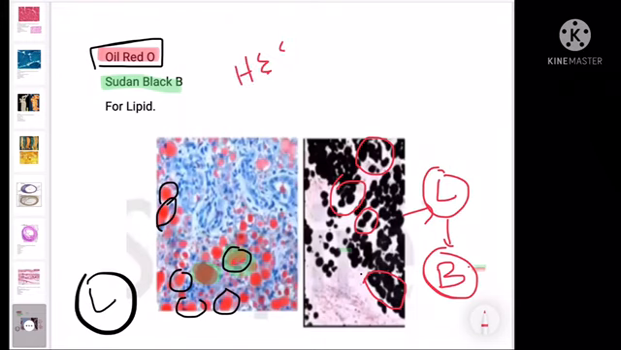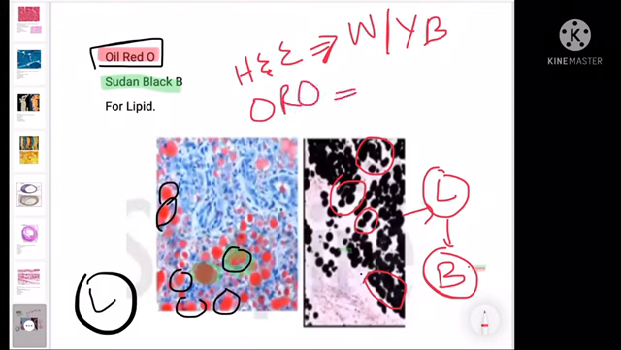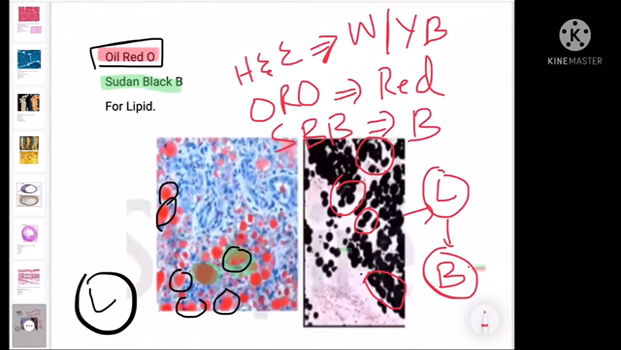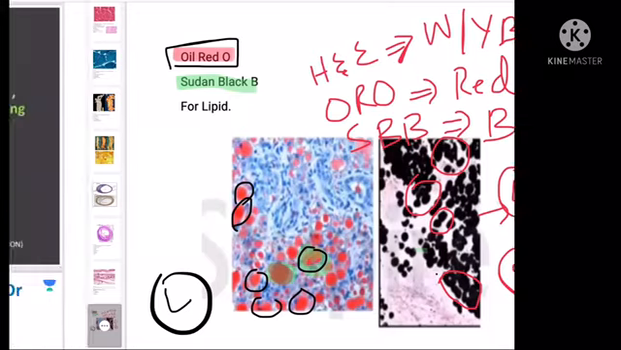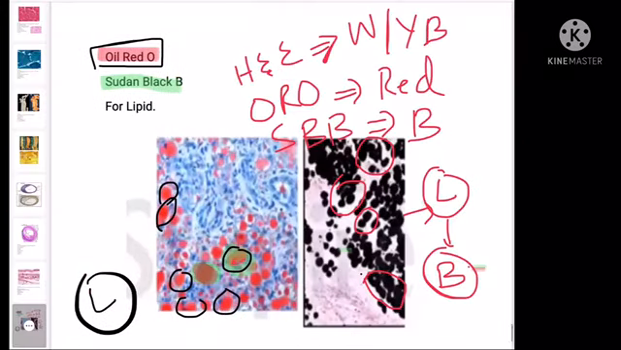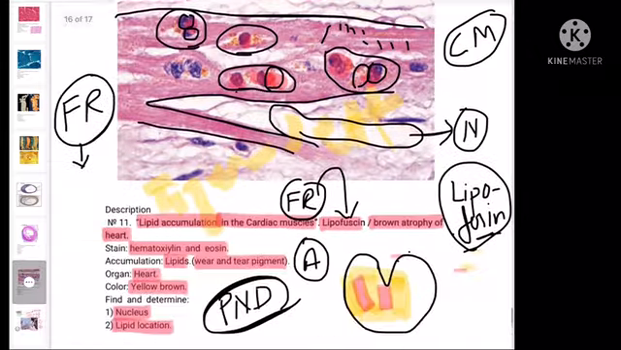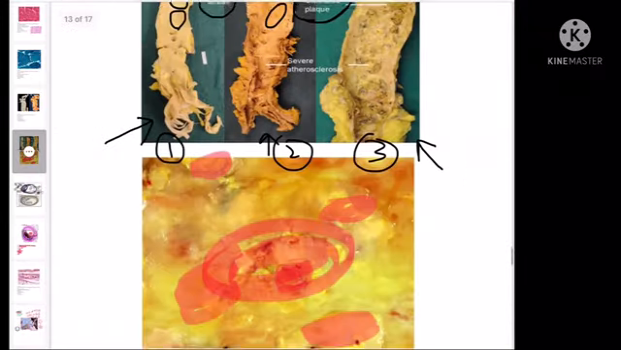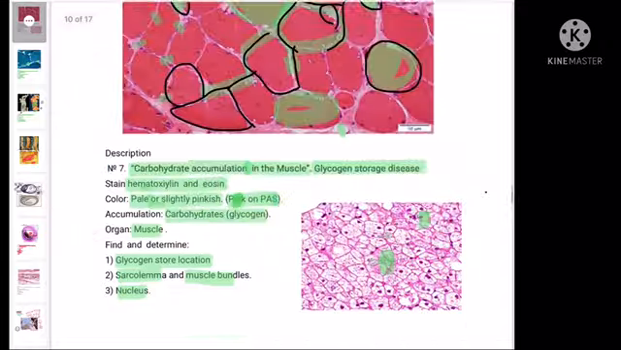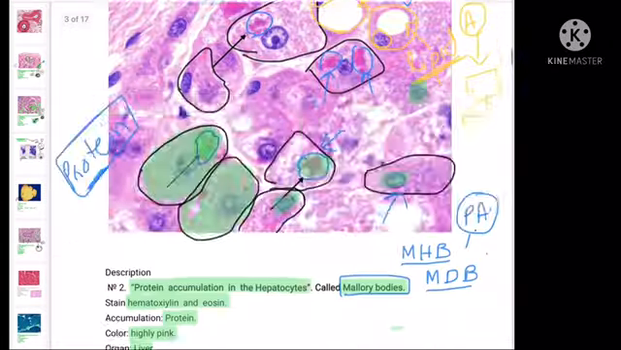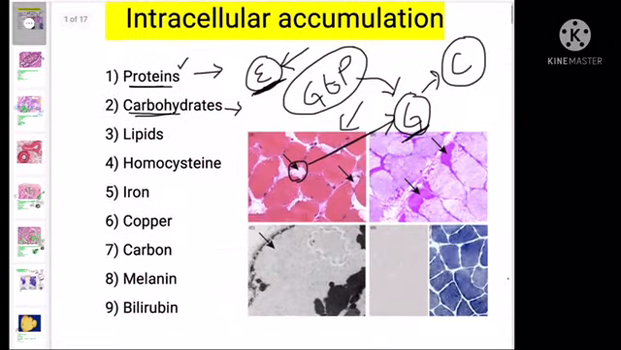So in H and E staining, lipids are white, lipofuscin yellow brown. In oil red O staining, lipids are red, and in Sudan black B staining, lipids are black. So this was about the lipid accumulation. The next topic of discussion will be the extracellular accumulation, and soon I'll make a video on that. Thank you so much.